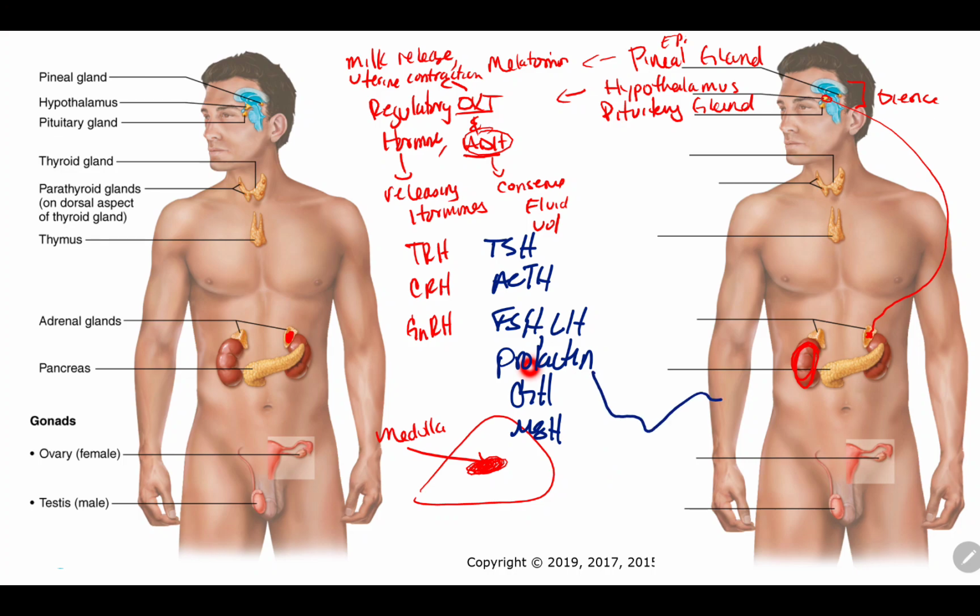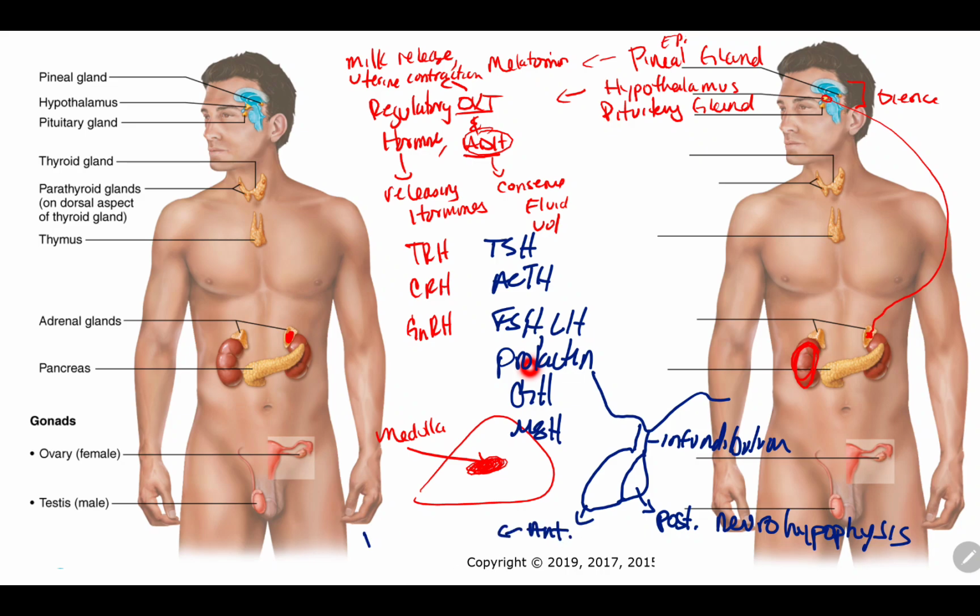If I were to draw this, this is the hypothalamus, connected via the infundibulum to the pituitary gland. The back of it, the posterior, is the neurohypophysis. The front of it is the anterior pituitary, also known as the adenohypophysis. So remember that. But the whole pituitary gland is called the hypophysis.